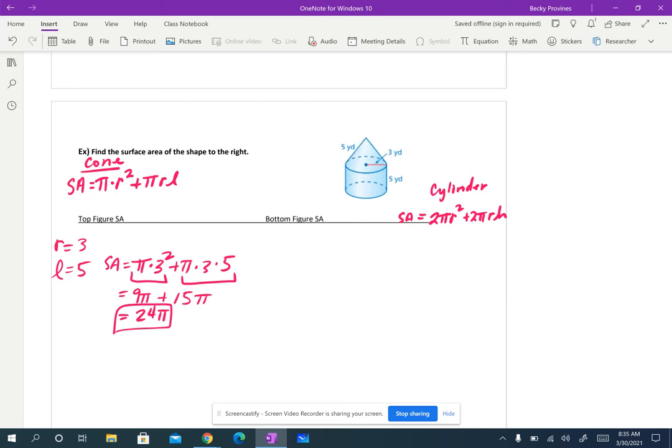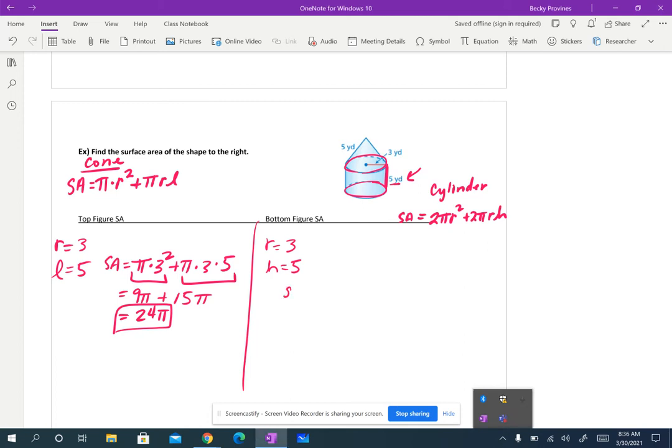Now the bottom figure is a cylinder, and let's see what all we need. We need the radius, which is still 3, and we need the height. Now the height is the distance between the bases. So these 2 circles are the bases, and so the height is how far apart they are. And it's a 5, but it's not this 5 up here. It's the 5 that's down here. Okay, it's how far apart the 2 bases are. So the height is 5.